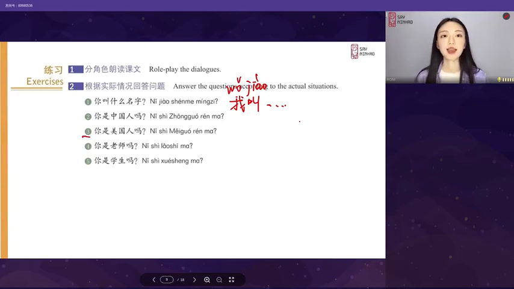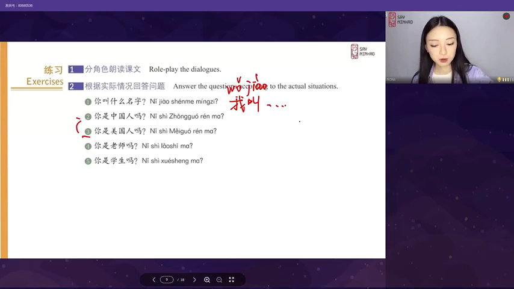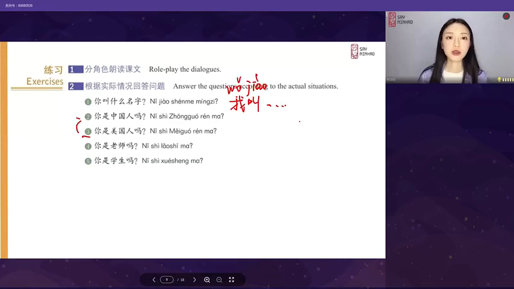The next one. 你是美国人吗? This means, are you American? So the answer is similar to the last one. If you are, then you can say, 是,我是美国人, I am American. If you're not, then you just need to use the negative form of 是, 我不是美国人, okay? Now let's move on to the next question.